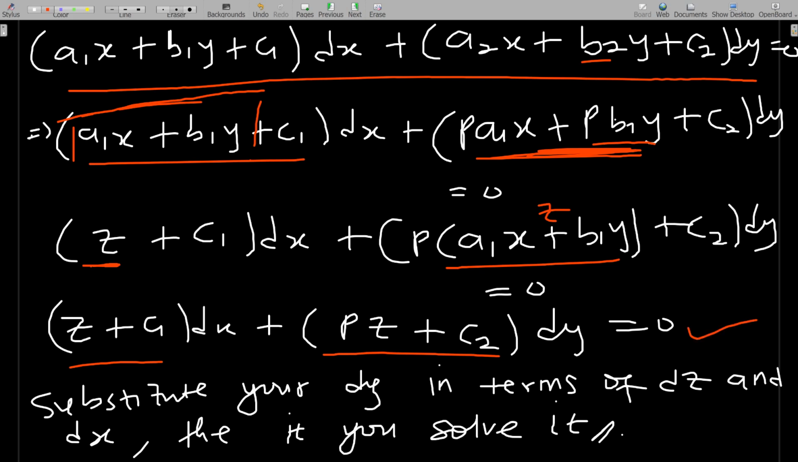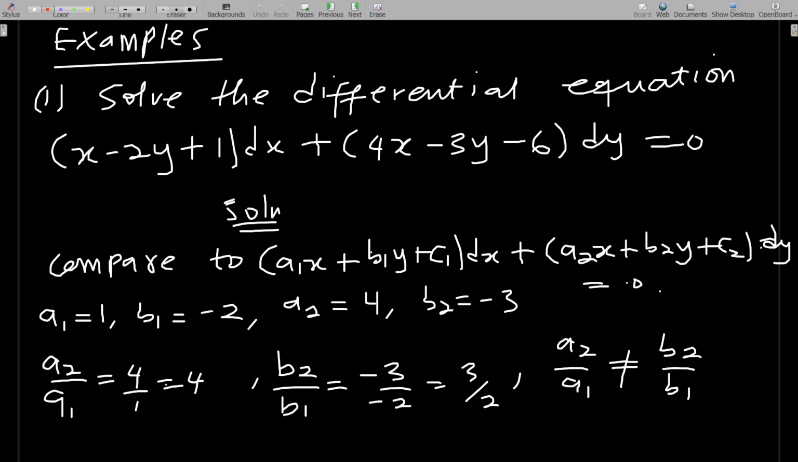This is a very simple one, and after substituting the value for dy in terms of dz and dx, this will change to a separable differential equation, which will be much easier for us to solve. I hope you got everything. So let's pick an example and then go through it. Example: solve the differential equation x minus 2y plus 1 dx plus 4x minus 3y minus 6 dy.